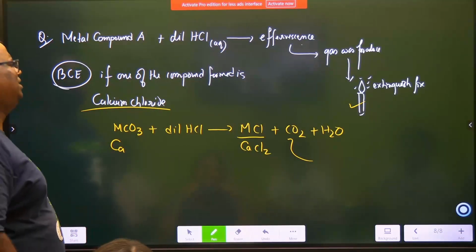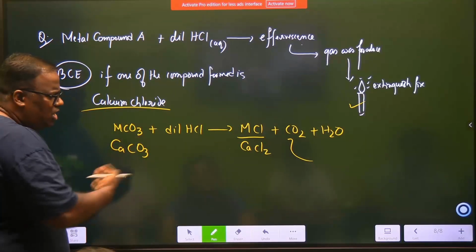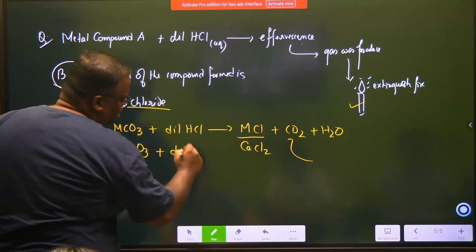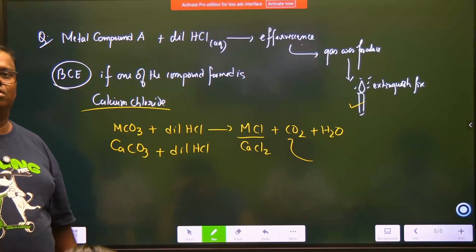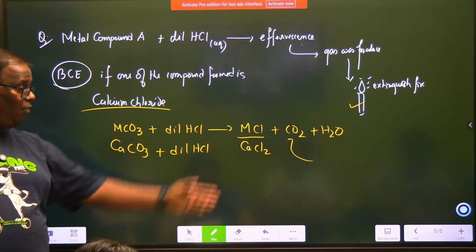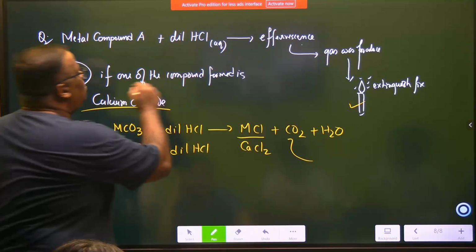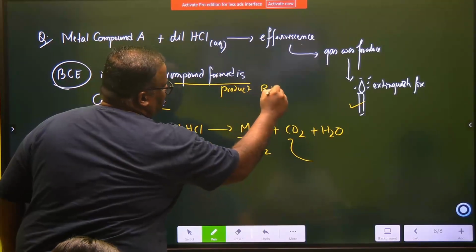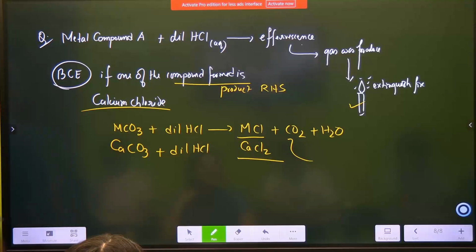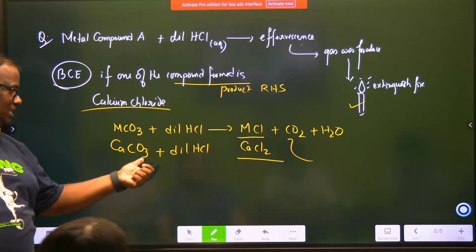What doubt do you all have? CaCO3, simple. CO3 is 2 minus. Calcium is from group 2. So CaCO3 reacts with HCl. Tell me. So calcium chloride CaCl2. I have written CaCl2, one of the products formed. Formed means it is a product, so it will be on the right hand side. CaCl2. I have to identify what is the metal compound, which is CaCO3.